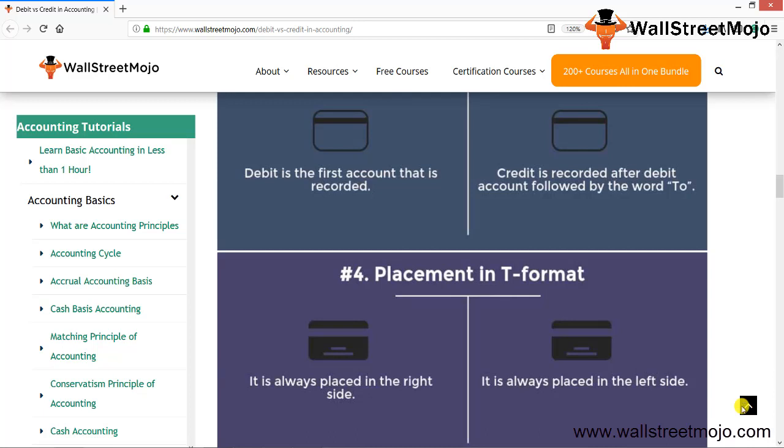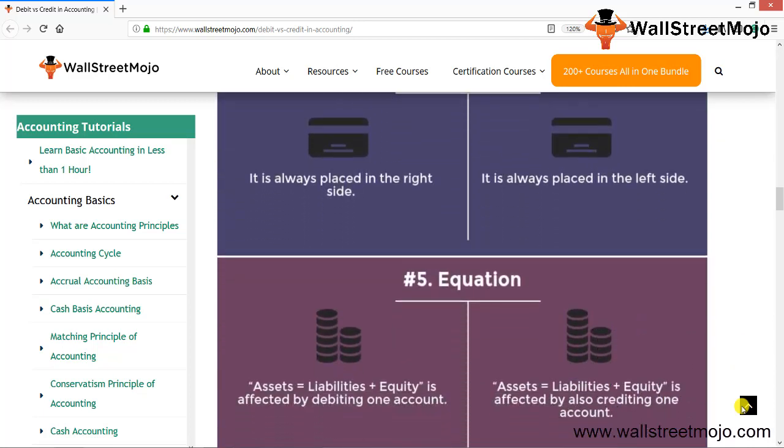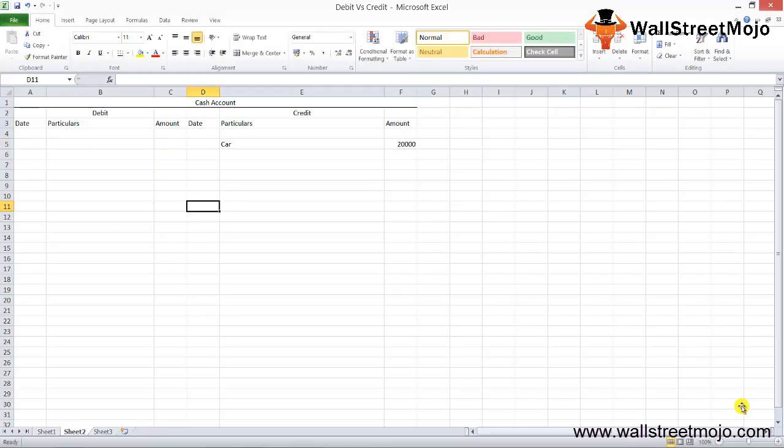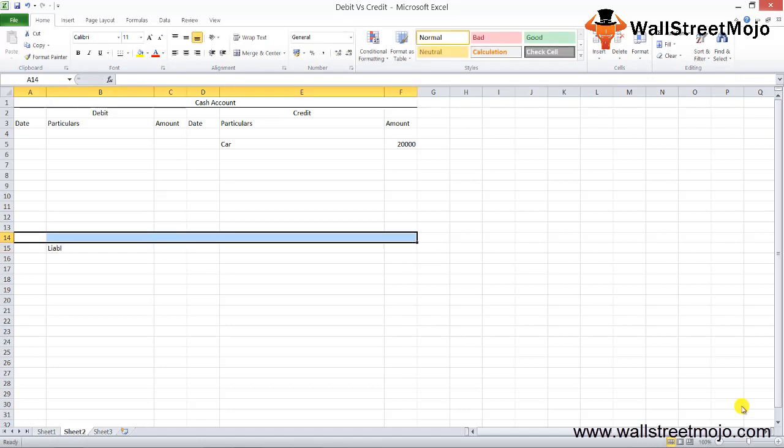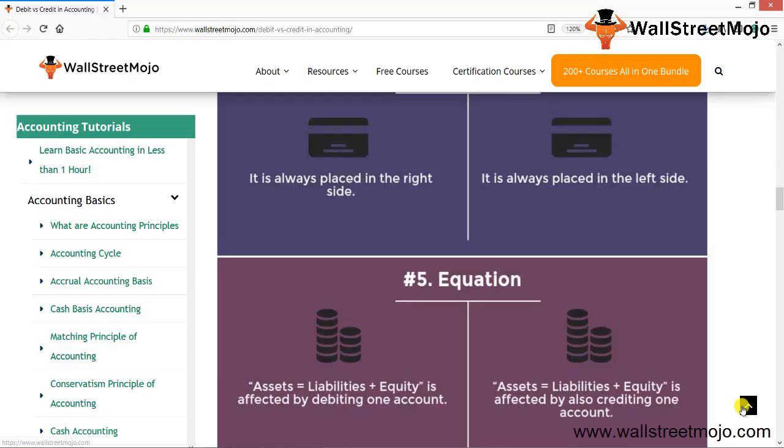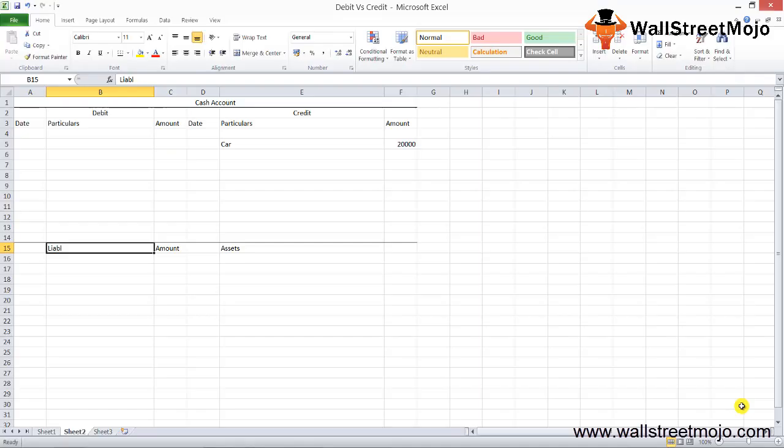So that is the placement in the T format. I hope you got the whole idea regarding the ledger. The equation is: assets equal liabilities plus equity. Now remember one thing, I'll just take down some numbers over here. In the balance sheet, there are liabilities on the left hand side. There's amount over here, and there are assets over here, right? What we are talking about is that assets equal your liabilities plus equity. So your equity should come at this end, and below that there'll be all liabilities.